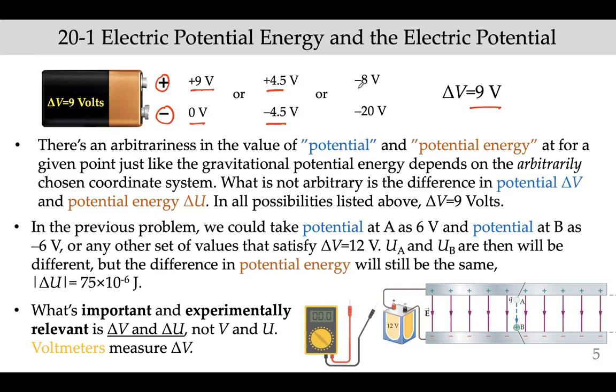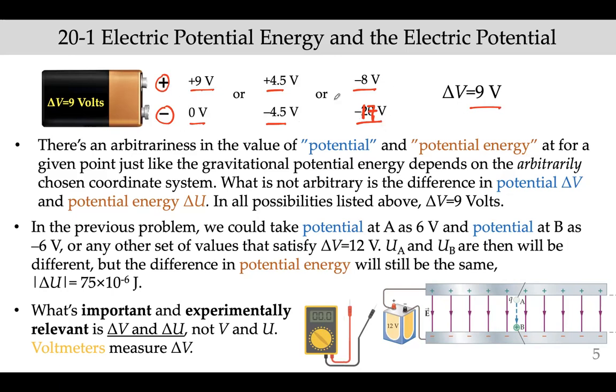Or you can even do negative 8 for the top terminal and negative 20. And as you can see, in fact, this is not correct. So if you choose this to be negative 8, this should be negative 17. So now the difference is still 9 volts.